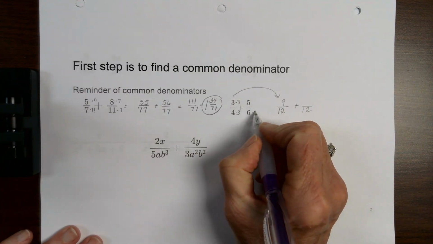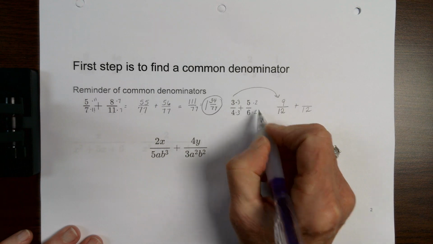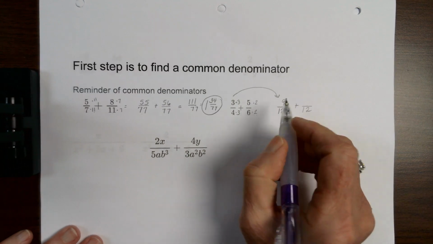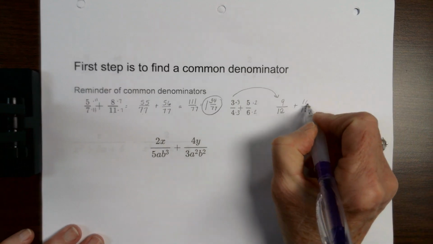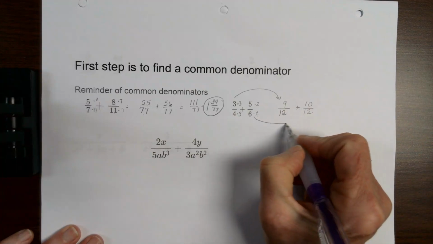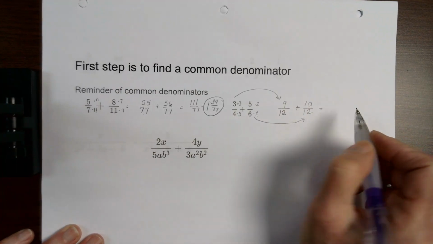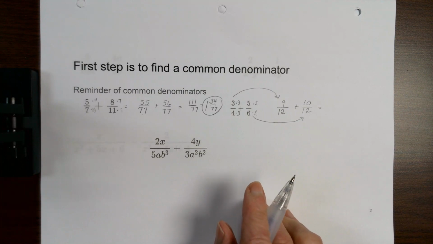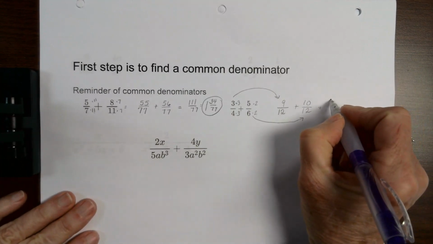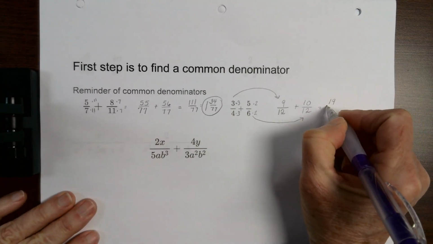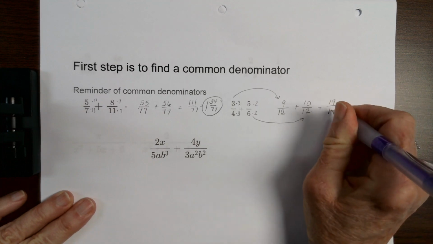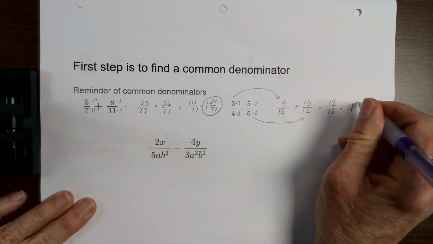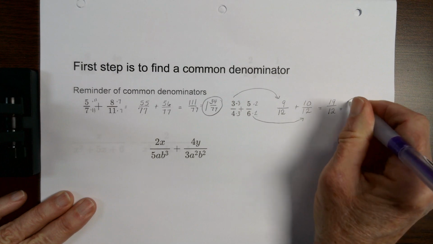I would have to multiply 2 times the bottom there. So I multiply 2 times the top. And that's going to give me a 10 over 12. So this one gets renamed as that. Then, of course, when your denominator is the same, you're going to add your numerators, or the top numbers. So I get 19 over 12, which is 1 7/12.